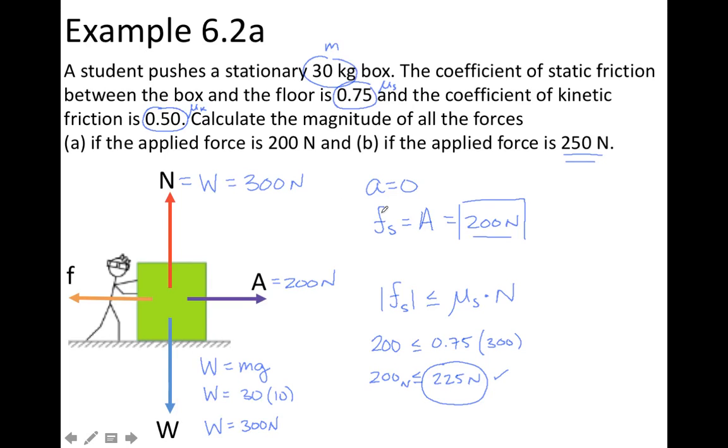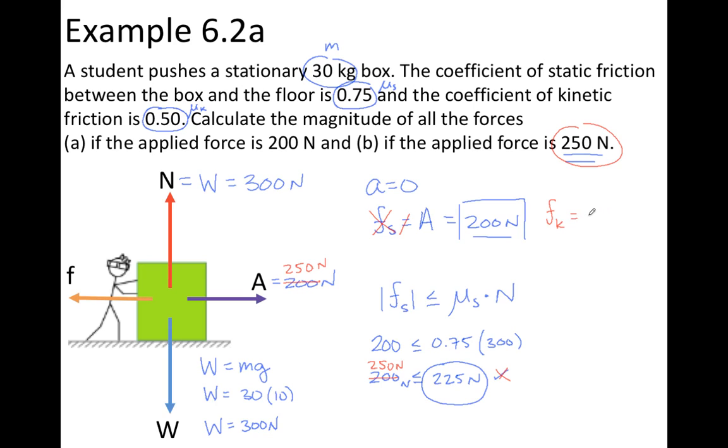Okay, so in part B, we're considering the applied force to now be 250 newtons. So in this case, the static friction force will not equal the applied force because now we're not going to have static friction. Now we're going to have kinetic friction. Why is this? Well, now if it were to stay in place, the static friction force would have to be 250 newtons, and that violates this inequality. And so it's going to begin to slide, and now we have to use the equation for kinetic friction.